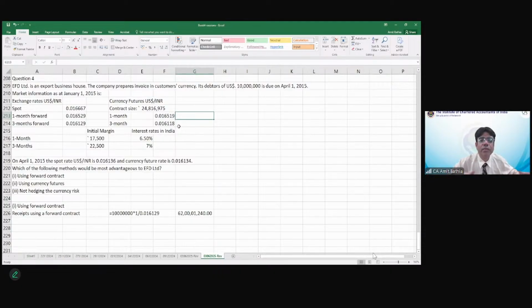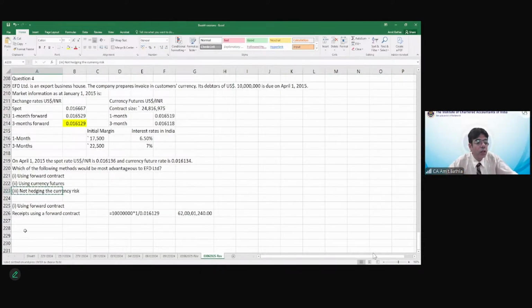The only difference is, we have obviously shared this particular entire question list. The advantage is you get it right in front of you on the screen, then you don't have to alt tab, etc. If you have taken the printout, then it is obviously an added advantage, right? All right. So my 3-month forward rate over here, I can put it over here. So this is my receipt using forward contract.